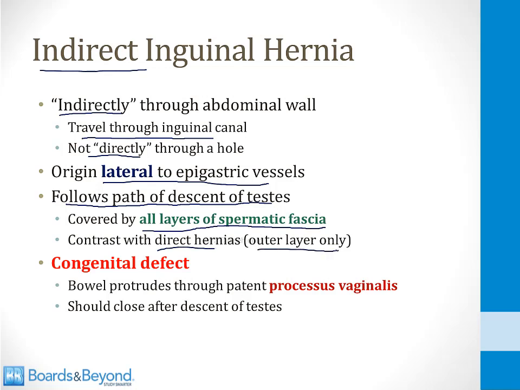And finally, you should be aware that indirect inguinal hernias are a congenital defect. In this disorder, the bowel herniates and protrudes through a patent processus vaginalis. This is a structure present so that the testes can descend into the scrotum in the developing baby. It should close after descent of the testes. If it remains open, then you can potentially develop an indirect inguinal hernia through that patent processus vaginalis.